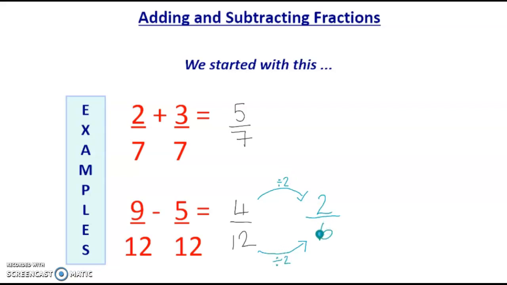So I can simplify that fraction to 2/6, but I can do it again because I can divide 2 and 6 both by 2 again. So divide by 2. 2 divided by 2 is 1. And 6 divided by 2 is 3. So I can say that 9/12 take away 5/12 is 4/12, but it's also 2/6, and that's also 1/3, because they are all equivalent fractions.